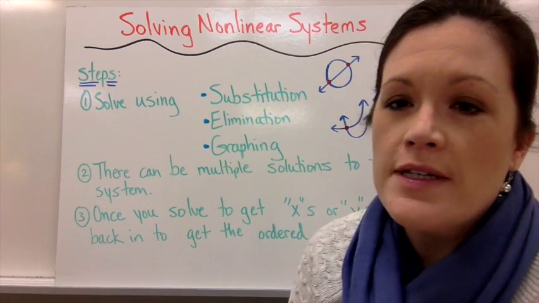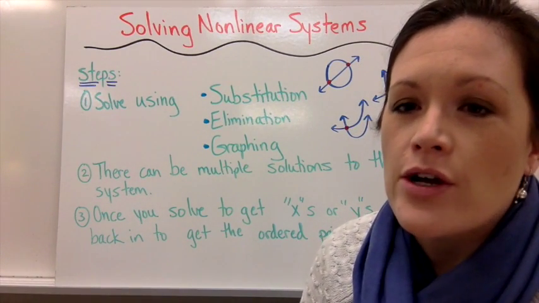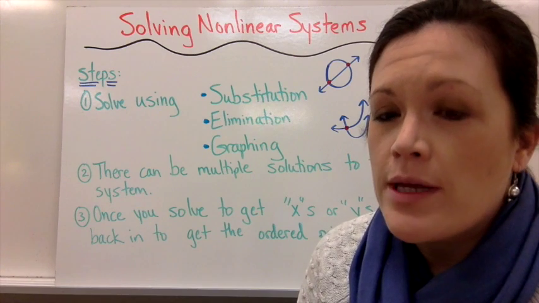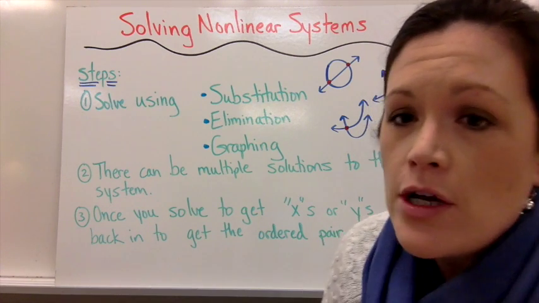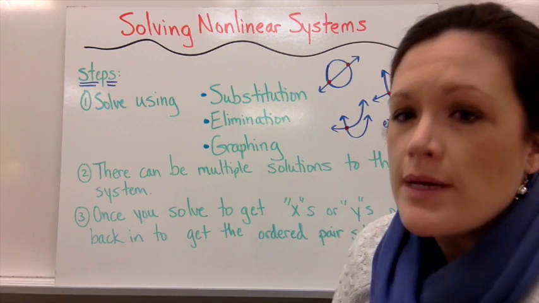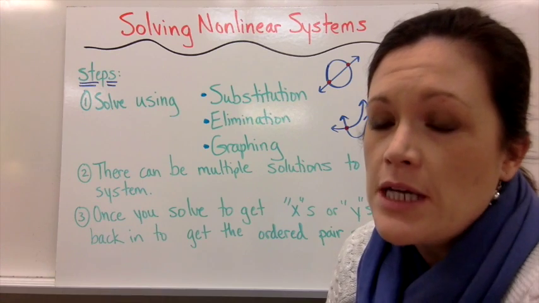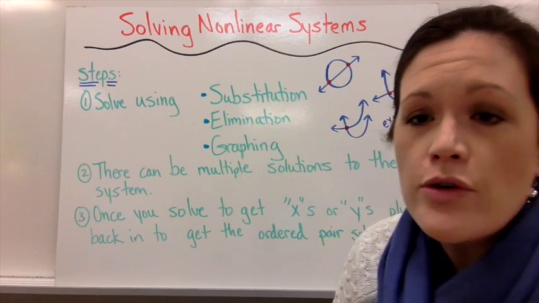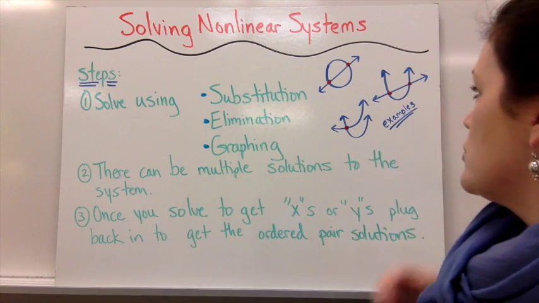Let's talk about solving systems that are not linear. Well, they might include linear, but they include something that's not linear. So the methods that we use that are best would be substitution, elimination, or graphing. So I drew a few examples over here just to show you what might happen.